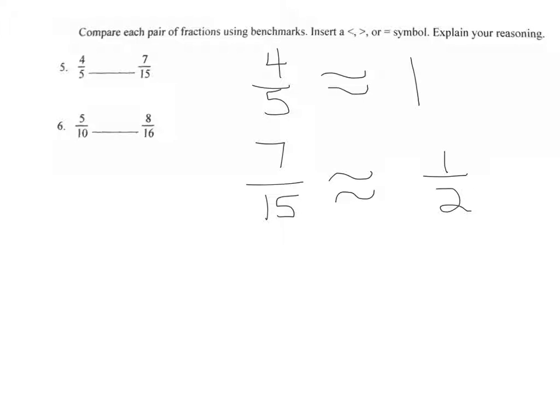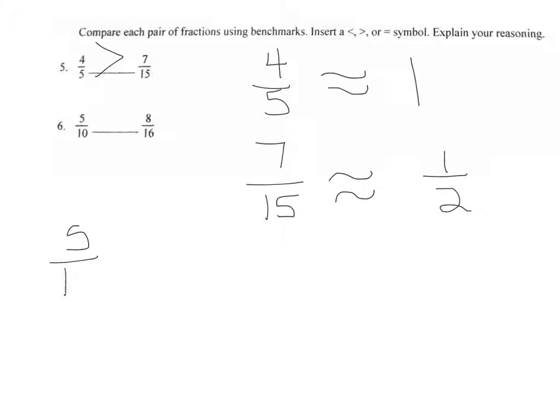And the way I look at this, that some people struggle with, is I'm looking at the denominator. Half of the denominator is 2.5, and this is way more than 2.5. And it's only 1 away from being a whole, so that's why it's close to a whole. Where if I think of 15, half of 15 is going to be 7.5, so 7 would be close to half. So I know that 4/5 is greater than 7/15. And then we have 5/10 and 8/16.